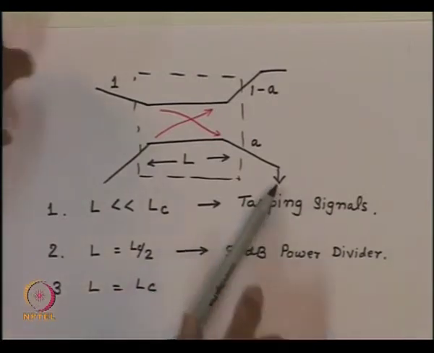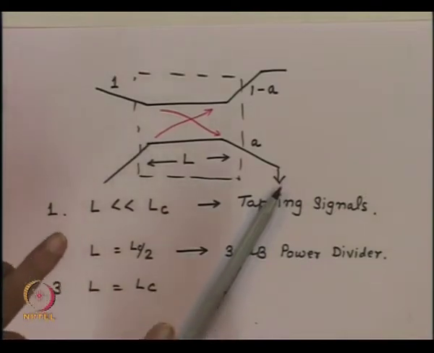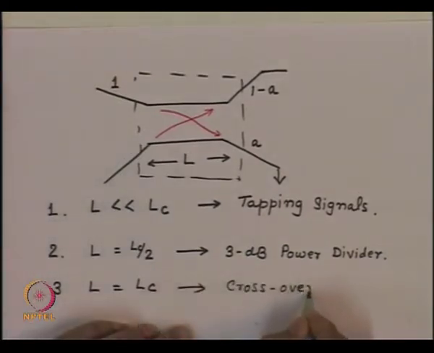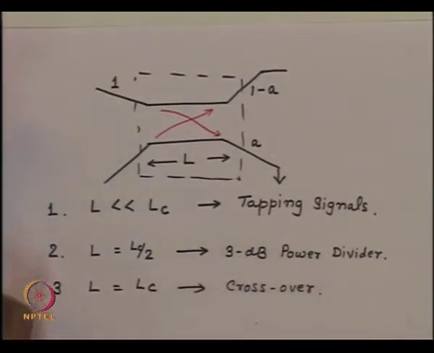So if you wanted to exchange, let us say, the signal between the two optical communication systems, we can simply pass through this device, and essentially I have transferred the signal from this to this and from this to this. So I have created what is called a crossover of the signal if the length is equal to coupling length. So these are the three primary things you can get by a passive operation of the directional coupler.